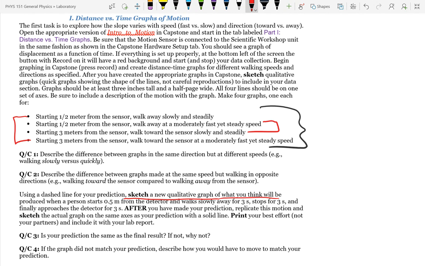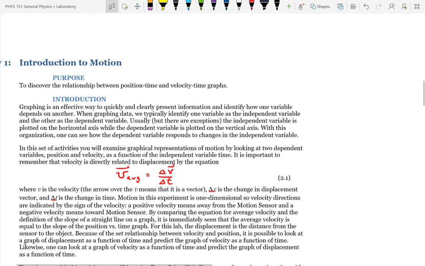And then you're going to actually do it: start a half meter away, walk away for 3 seconds, stop 3 seconds, walk back. Now, how do you go between the description and the graph? We have the theory right here. The theory says that speed is change in position over change in time. If you walk away slowly, your position is slowly going to increase. And so you're going to make a graph with the position slowly increasing. When you stop, the position doesn't change, and so on.